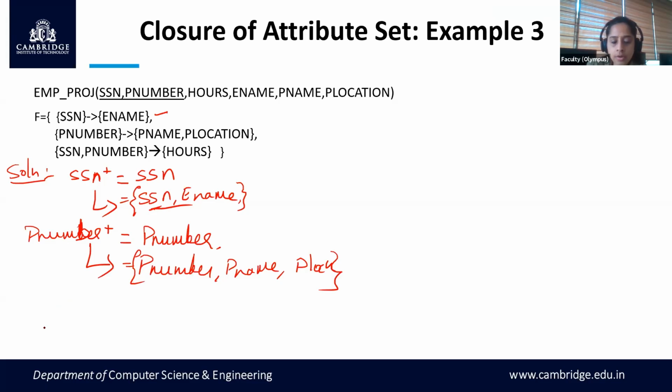Okay. Now what closure property should I take? I should take the combination. You can use small brackets or flower brackets, anything. Now, can you tell me what is the closure property for this?